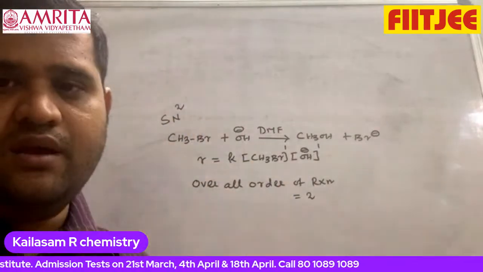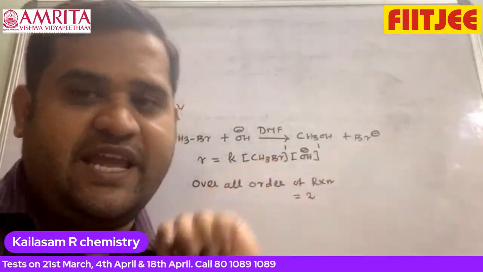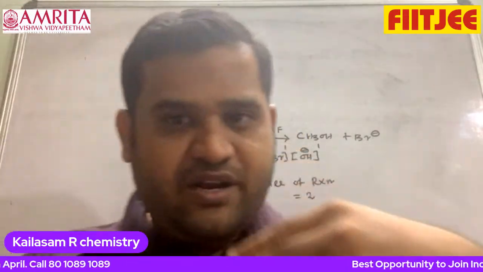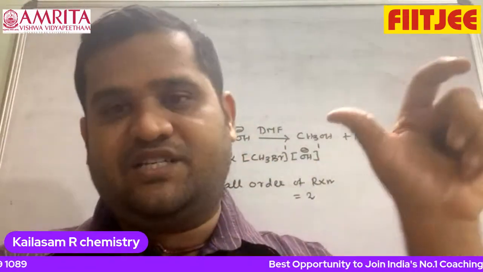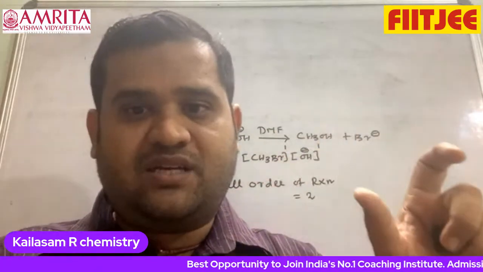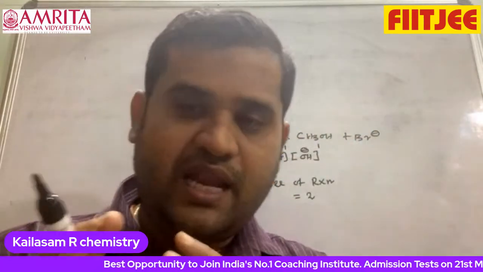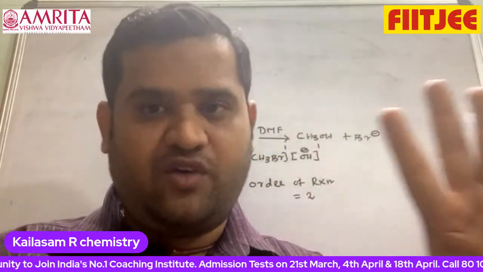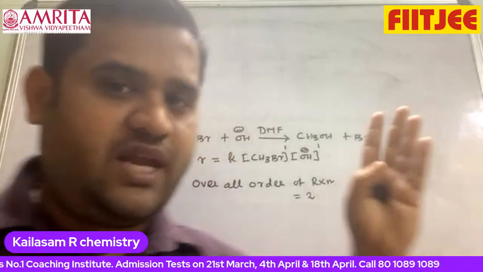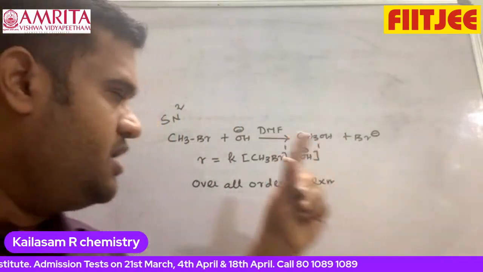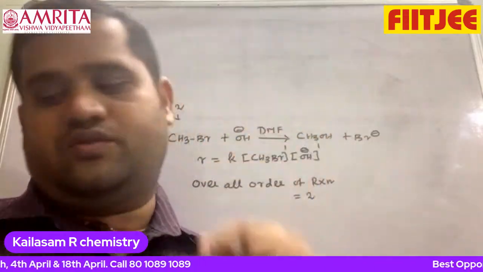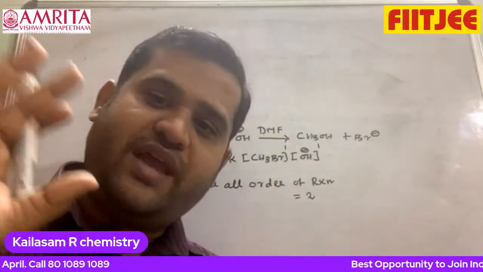Please keep it in your mind. If the reaction is an elementary reaction, sir, what is the meaning of elementary reaction? See, the elementary reaction means the reaction takes place in a single step. The single step reactions are called elementary reactions. In the elementary reaction, the stoichiometric coefficient is the order of reaction. Now I can say this reaction is an elementary reaction, so the stoichiometric coefficient is the order of reaction.